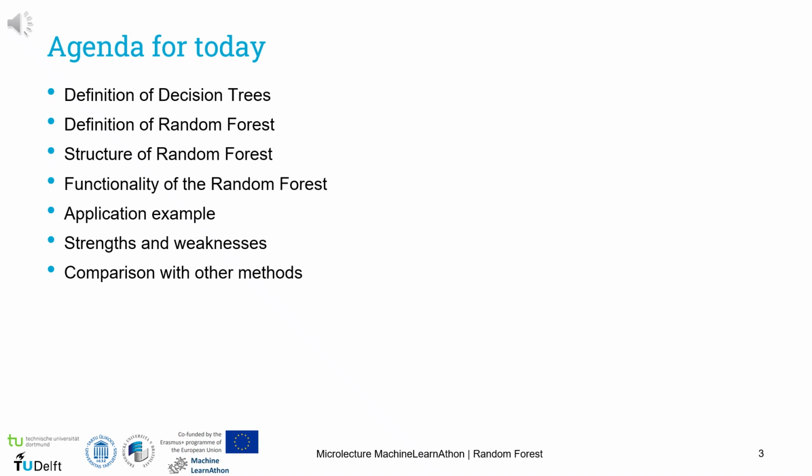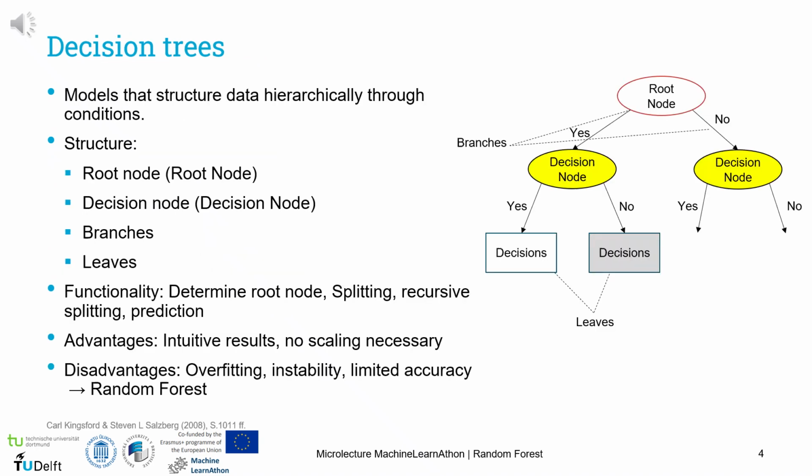Subsequently, the agenda of the micro lecture is the definition of decision trees, then followed by a definition of a random forest. Then we will talk about the structure of a random forest, the functionality of a random forest, and we will provide you with an application example. Then we will talk about the strengths and weaknesses and a comparison with other methods.